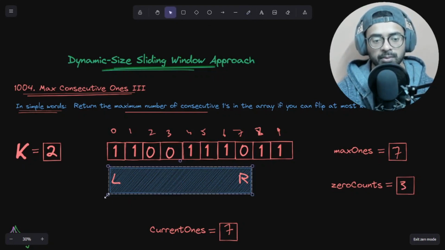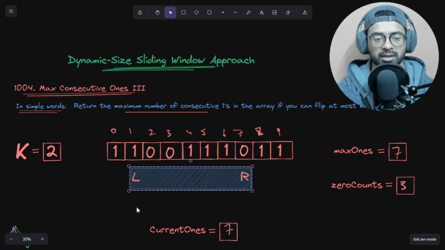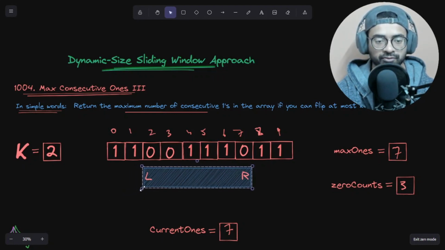So first of all, when the 0 count increases, we are going to shrink our window. Okay, till which point? Till the 0 count becomes less than or equal to k. How? Let's say by shrinking this left. So left has moved one step forward. Now again the 0 count is 3, so we will shrink it further.